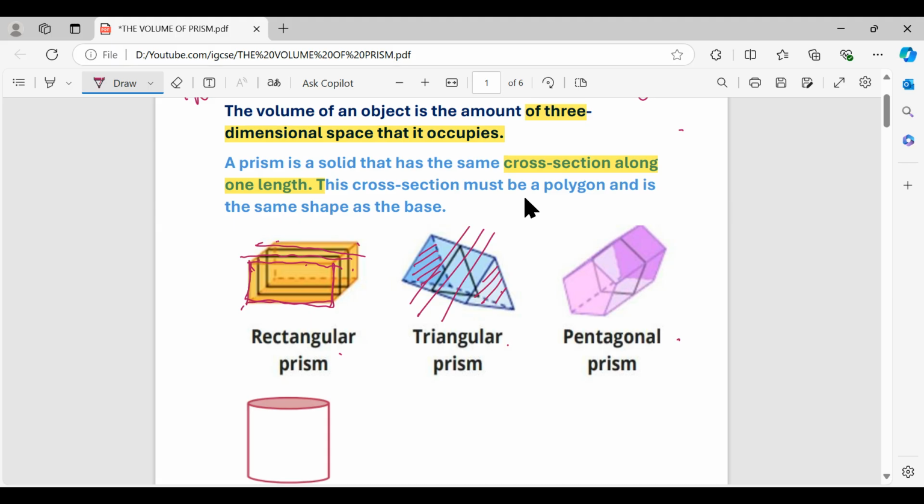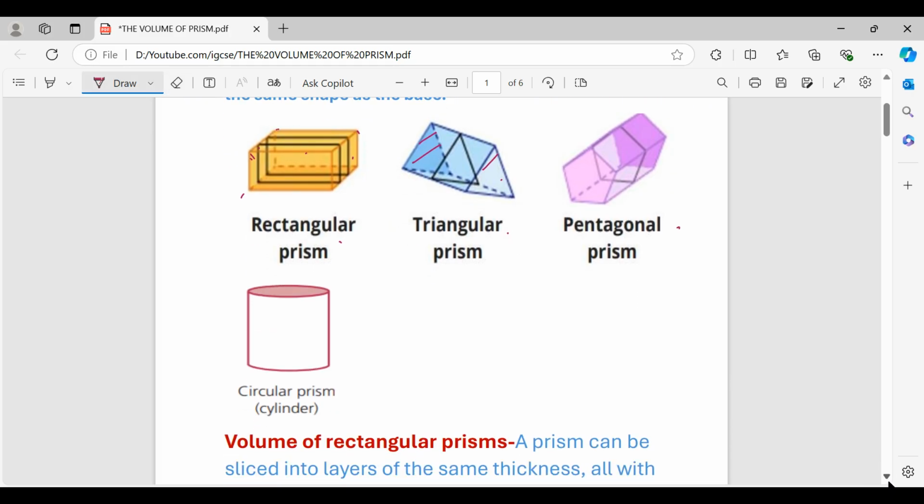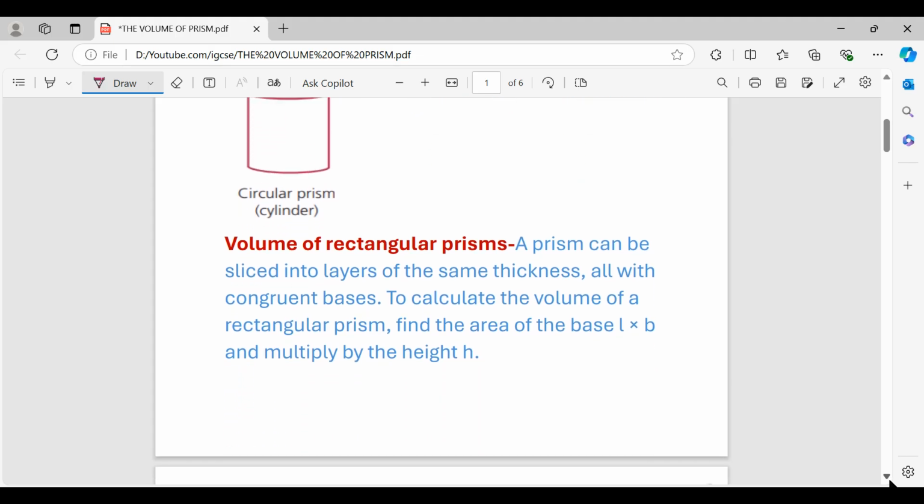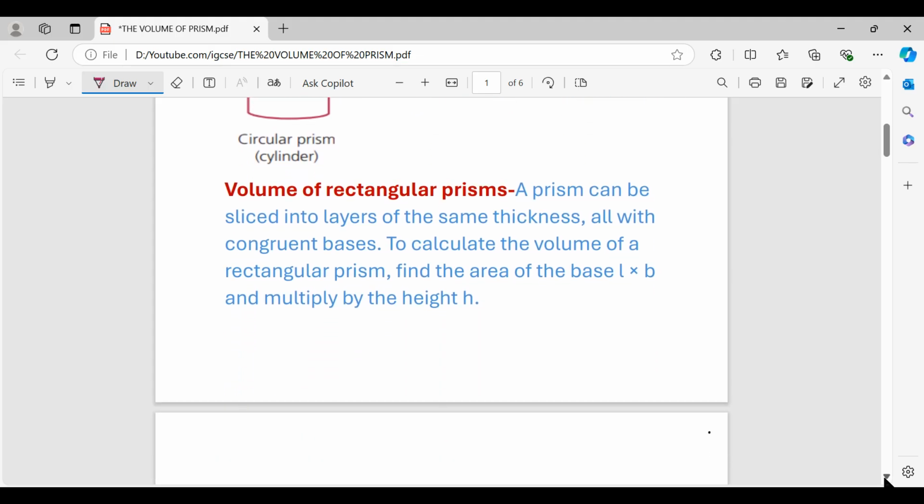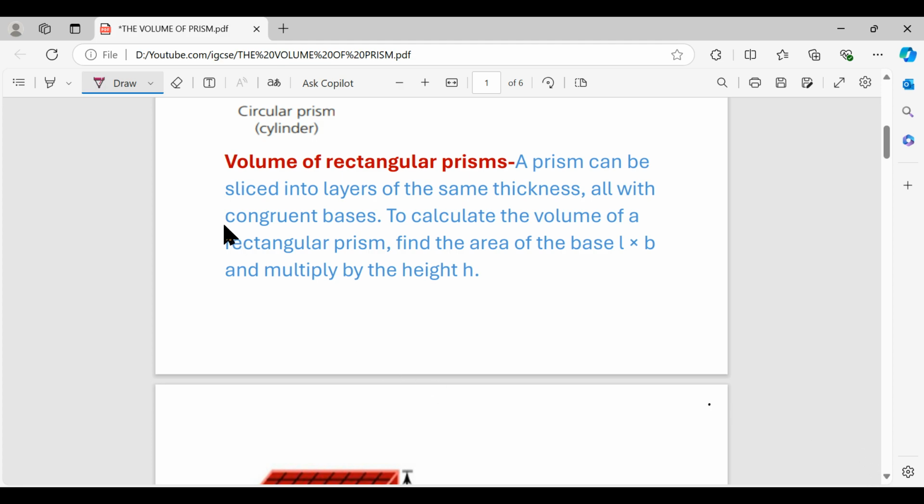This cross section is nothing but a polygon. You know already what is a polygon. A polygon is a closed shape with all its sides straight. Now you have another kind of prism, that is a circular prism. We also call it a cylinder. So we will learn now how to calculate the volume of different kinds of prism.